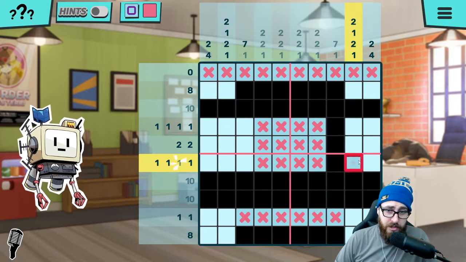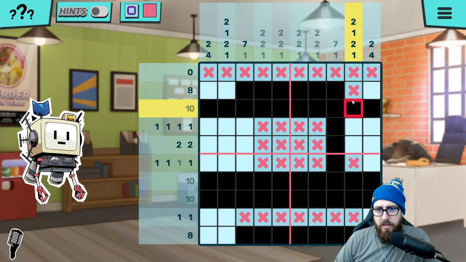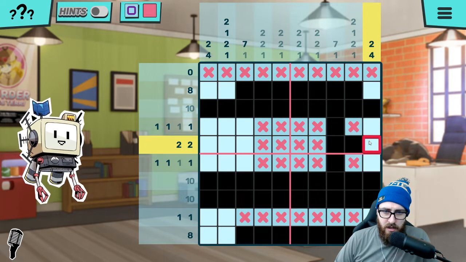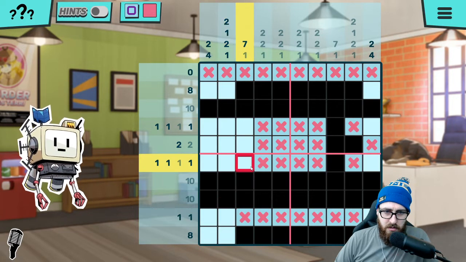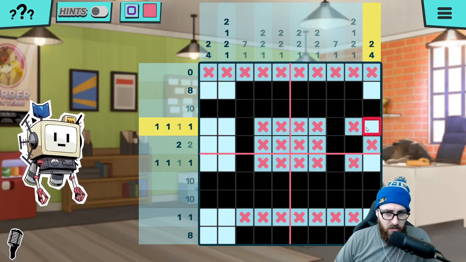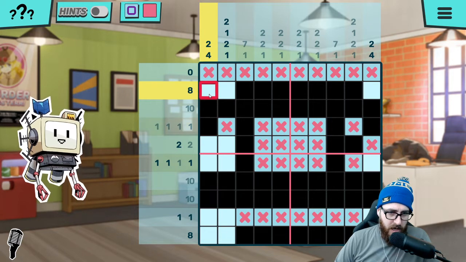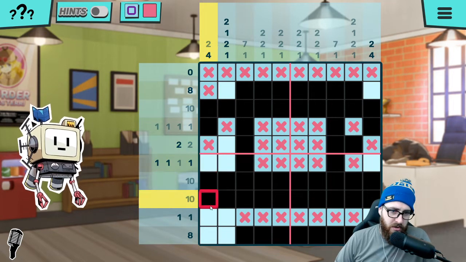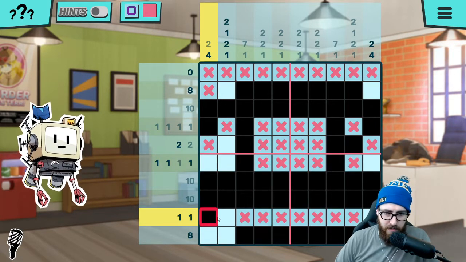A 2, so this is a 2. That's a 1. Then to do a 2, 1, we have to do that. That's one of the 2s. 7 synced up there. 1, 1. So we got our 1s. A 2 and a 4. So there's the 2. Our 4 could go either way here, so we don't actually know. We don't know that that'll be filled in.